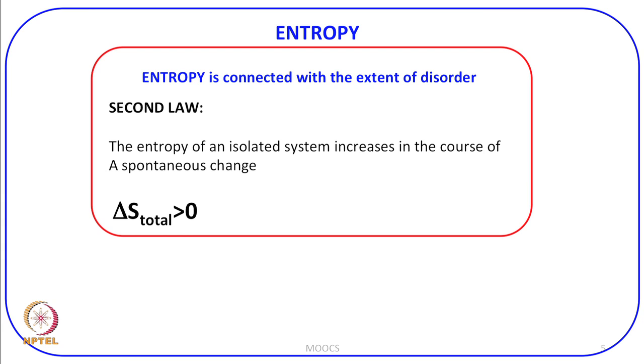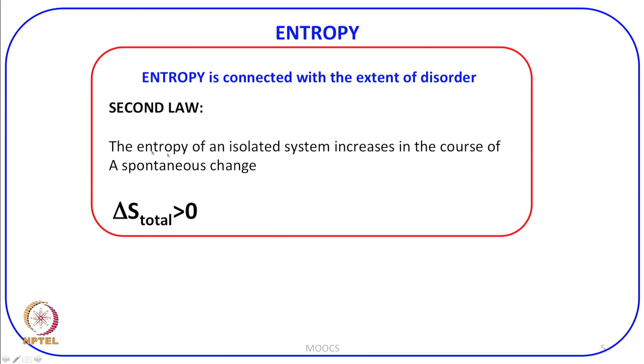When I talk about an isolated system over here, that means I am talking about a global isolated system, the system plus its immediate surrounding. So in mathematical form, I can write that delta S total should be greater than 0 for a spontaneous change. Many times we say the second law of thermodynamics in this form also, that for a spontaneous change, the entropy of the universe keeps on increasing. And universe we divide into system plus surrounding.